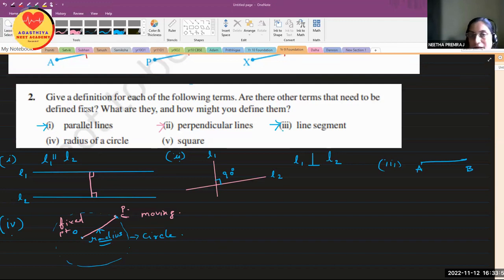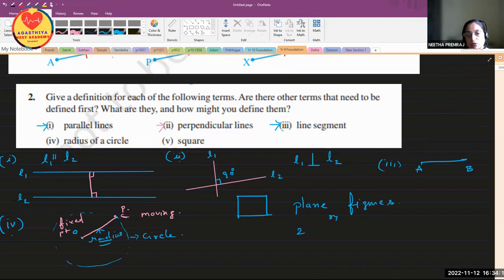And the square. What is a square? A square is a four-sided closed figure, and all sides are equal. The properties, you know, right? It's a plane figure or 2D figure. So these are the ways you can define it. All 2D figures, two-dimensional figures, are called plane figures.